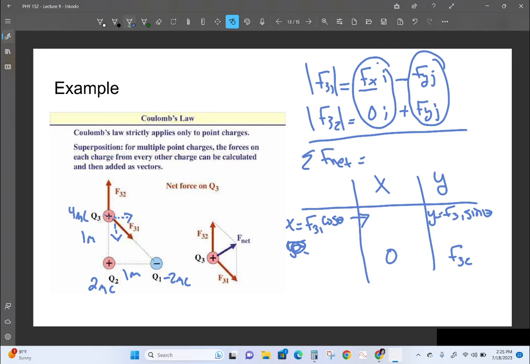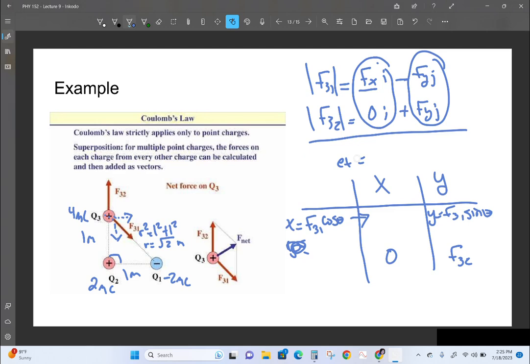So you know that this is a right triangle, and we're going to have to use the Pythagorean theorem to find that distance. So that would be r squared equals 1 squared plus 1 squared. So r is going to be equal to the square root of 2 meters. All right. So that's going to be our numbers.